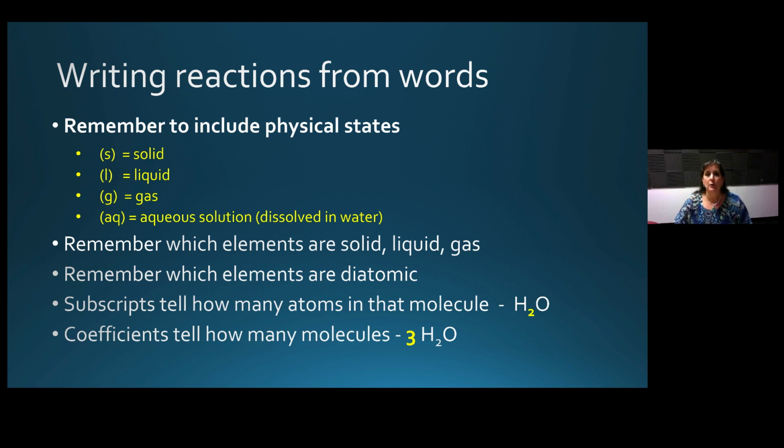Now you need to remember which elements, when they're by themselves, are solid, liquid, and gas. Like bromine by itself is a liquid, it's diatomic. Hydrogen by itself is a gas. You need to remember which elements are diatomic. Remember, have no fear of ice cold beer. So those are your diatomic elements. They get a little 2, like oxygen is O2.